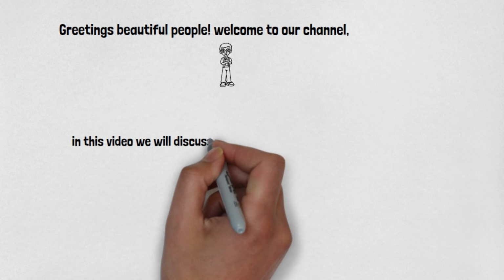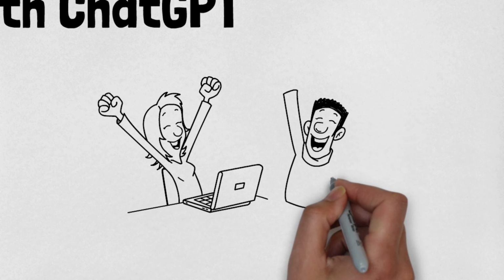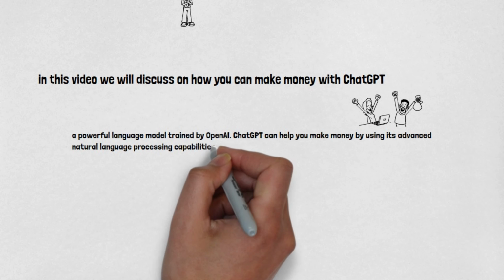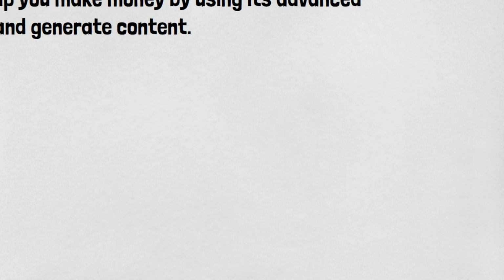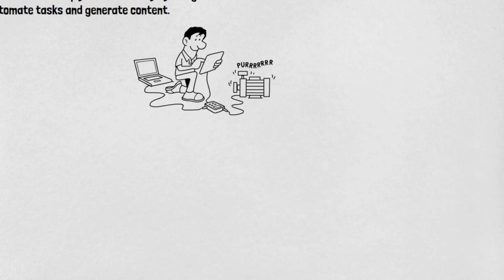In this video we will discuss how you can make money with ChatGPT. A powerful language model trained by OpenAI, ChatGPT can help you make money by using its advanced natural language processing capabilities to automate tasks and generate content.